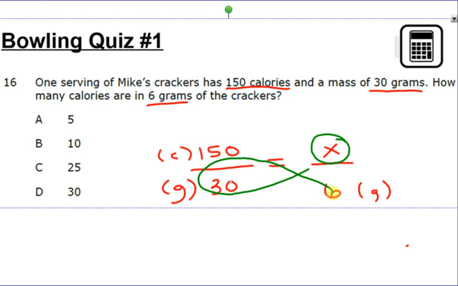And then you can solve it using fishy or one-step equation. So we're going to go like this. So we're going to do 6 times 150. That's going to give me 900. 900 divided by 30, and that's going to give me 30. My answer is D. There are 30 calories in 6 grams.